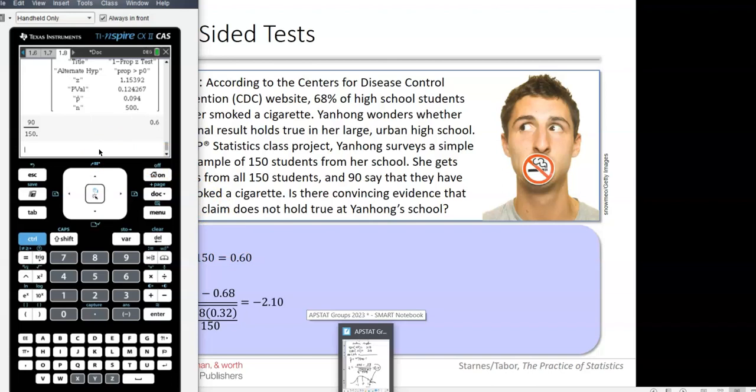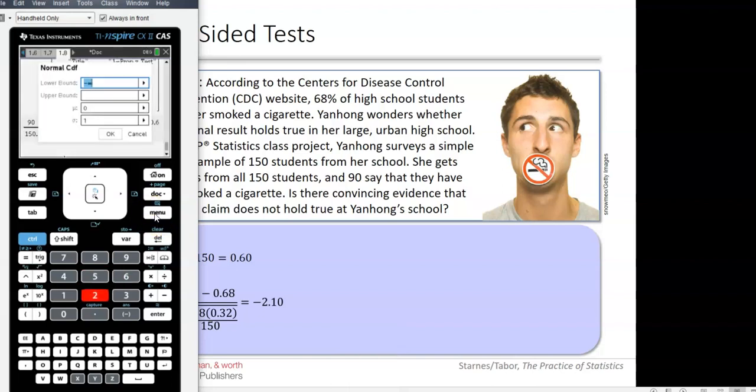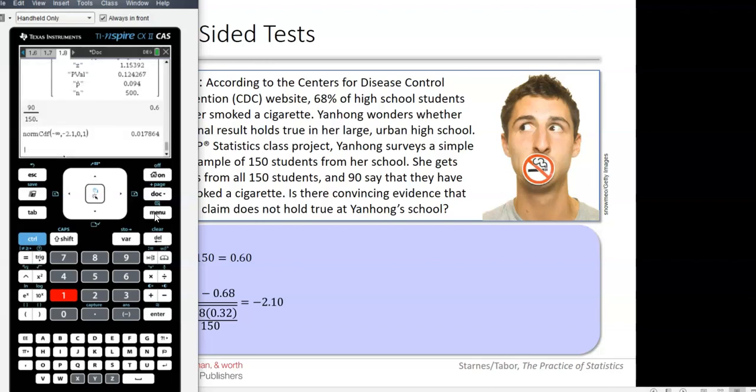If you are graphing this or doing norm CDF, you go, okay, negative 2.10. So you go menu 652, and you go negative infinity to negative 2.1. Because that's a z value, we can just leave it as 0, 1. And a lot of students will put that as their answer. I contend that multiplying that by 2 would be the correct answer.